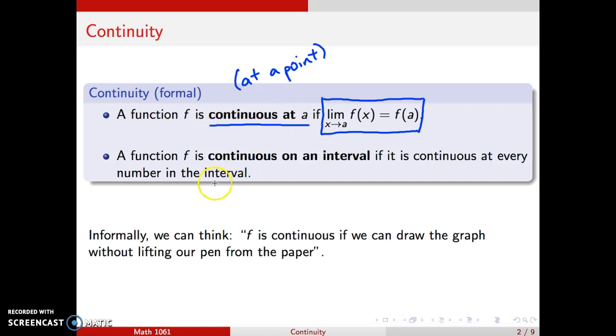So that's at a point, and then we say a function is continuous on an interval if it's continuous at every point in that interval, or every number, as it may be for us, in that interval.